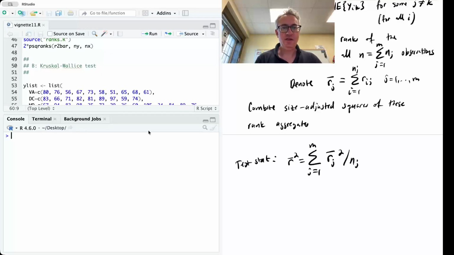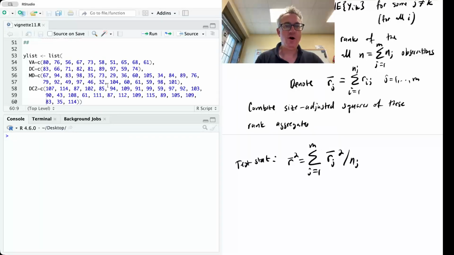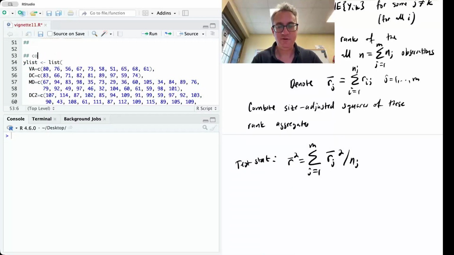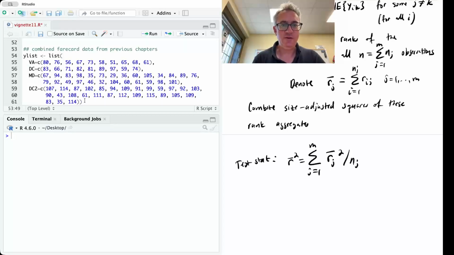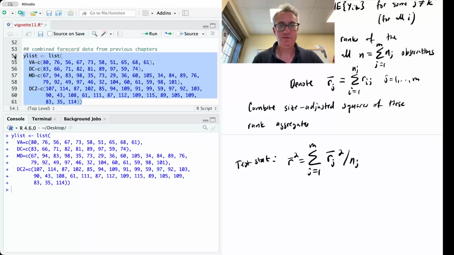Okay, let me show you what I mean by that with an example. So this example pools together all of the metro data that we had from previous chapters. Some of these I did not do in actual video vignettes, but they do occur in other examples in the book. So this is the fare card data, combined from previous chapters. And we want to see if they all have the same mean or not. Okay, so there's the data pasted in.